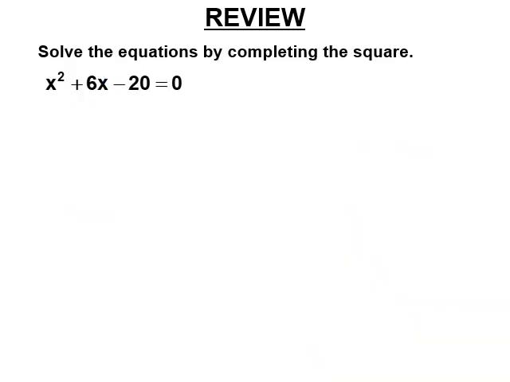Completing the square, our last lesson. So you just have to know how to do this, right? You have to make that a perfect square trinomial. That means this number is not the right number for a perfect square trinomial. So we have x squared plus 6x, and we leave a space for the perfect square.